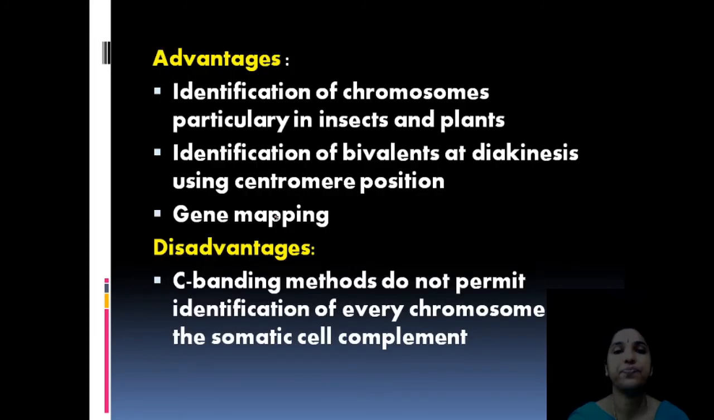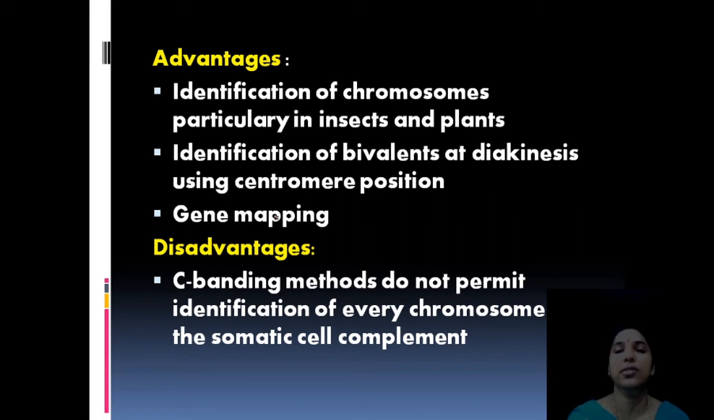Clear? Okay. Advantages: identification of chromosomes, usually in insects and plants, and identification of bivalents at diakinesis. Diakinesis stage, you know, is the prophase I of meiosis I. So, you can see how the centromere region is organized. Gene mapping, we can use this study for gene mapping.